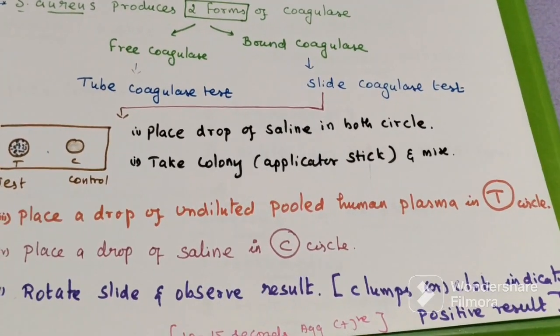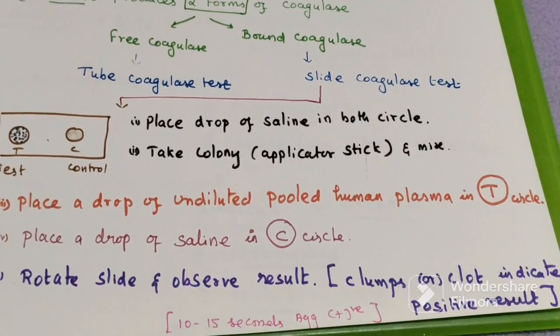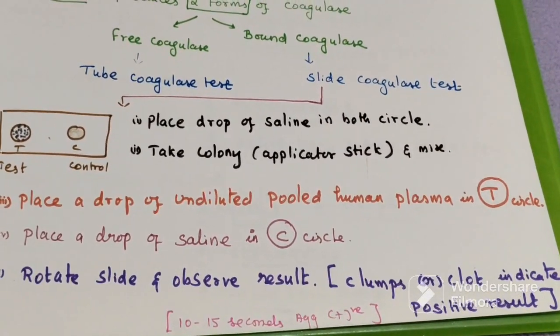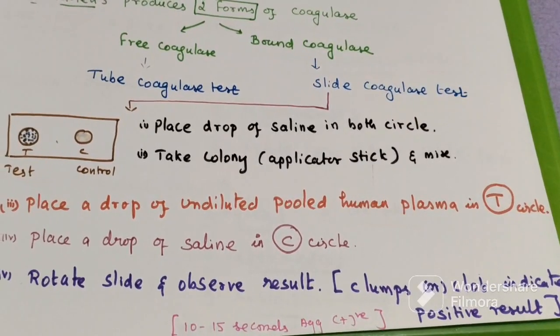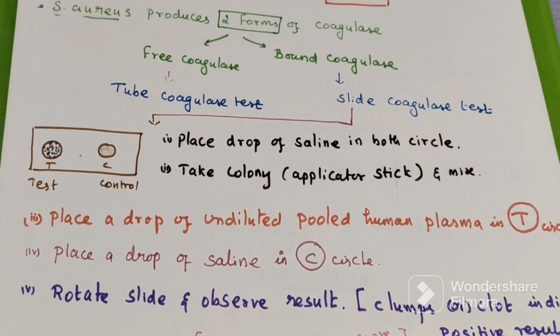After that we will rotate the slide. After waiting for 10 to 15 seconds, we will observe the result. Clumping or clot indicates positive, otherwise negative.